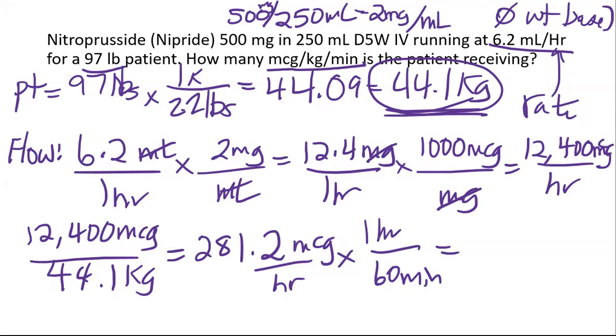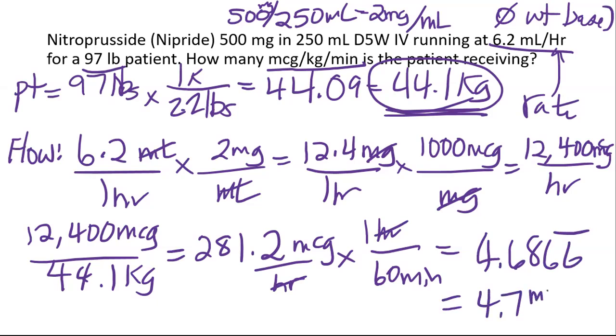Time, oh no, it's going to be divided by... okay, let's do this. 281.2 divided by 60, and that's going to be, let's see, minutes, hours, we can get rid of that. It's going to be 4.6866667, 6866 forever and ever. So that one's going to be 4.7 micrograms per kilogram per minute. Okay, all right, so we'll get on to this next one.